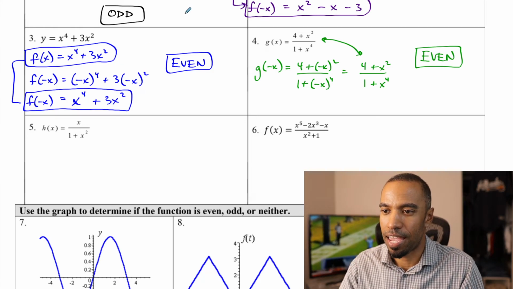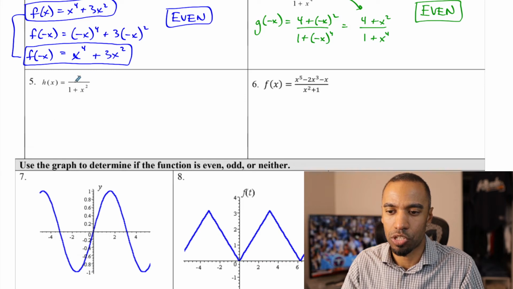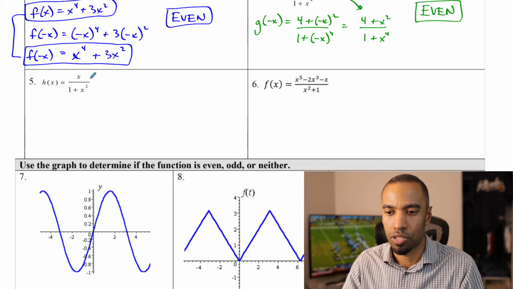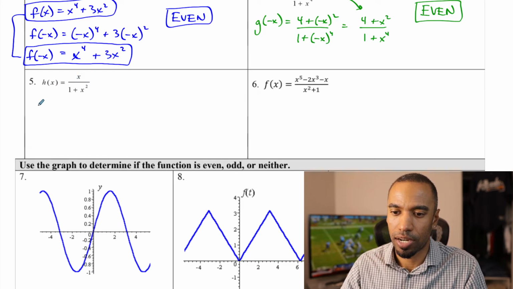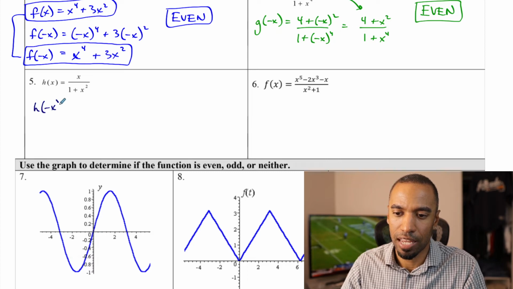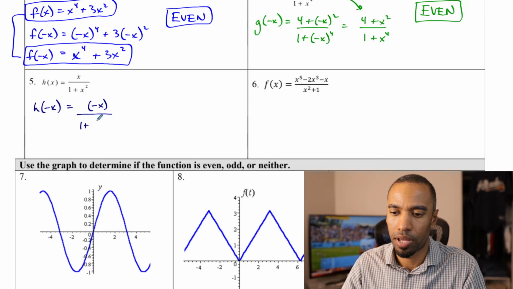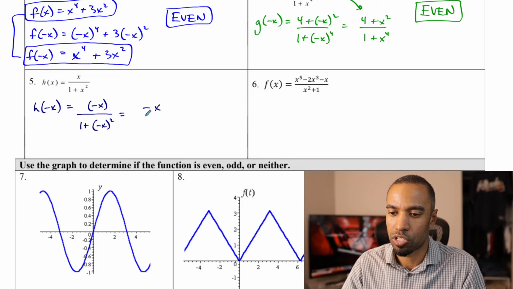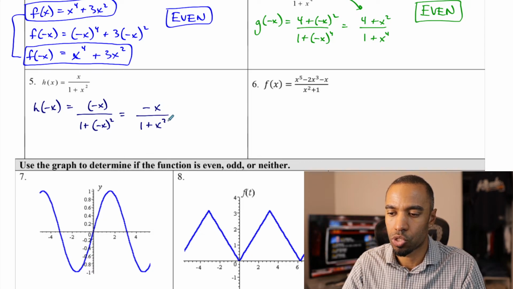All right, number 5, h of x here. We have x over 1 plus x squared. So right here, what's going to happen, we're going to take h of negative x, and we get opposite of x up here over 1 plus, and then now you have opposite of x squared. So that becomes negative x all over 1 plus x squared.